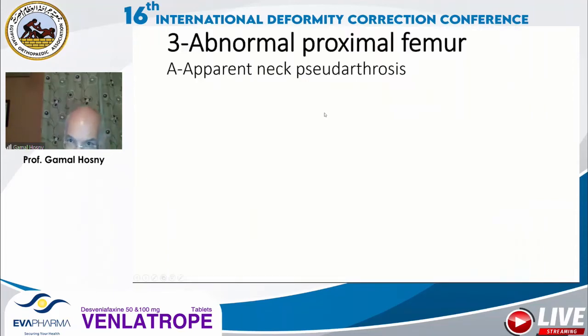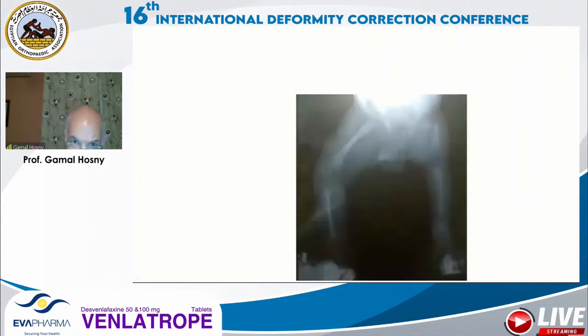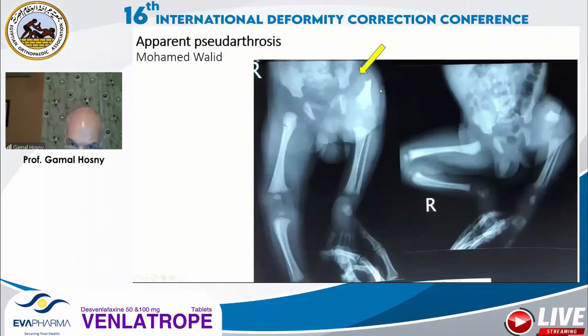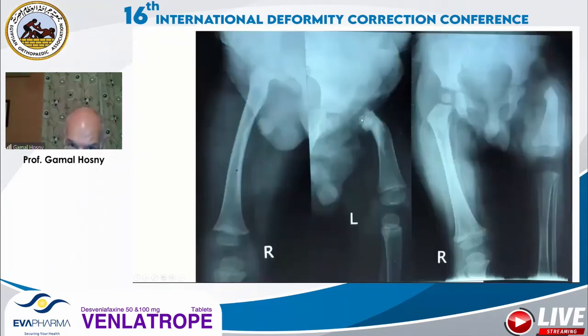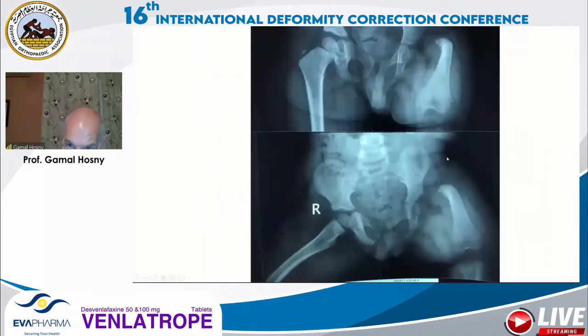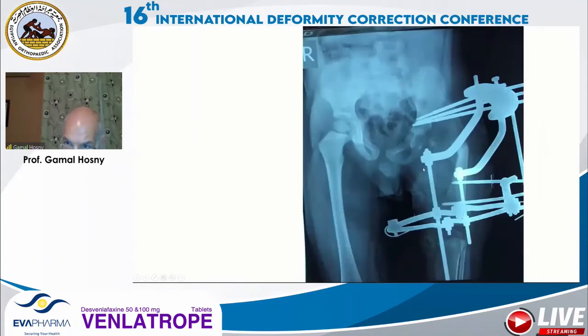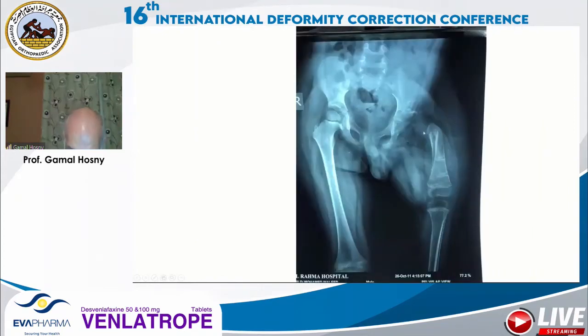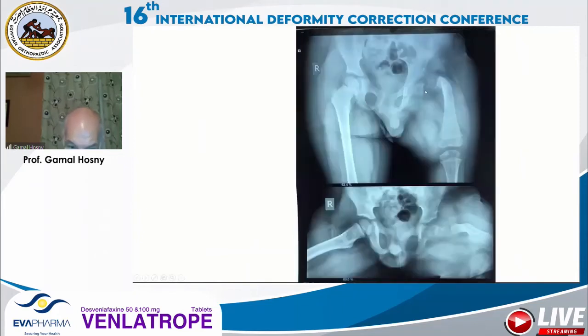Again, the apparent neck pseudoarthrosis, another example. This is at birth, and with follow-up, it seems like there is no neck, head on neck. More follow-up, the apparent pseudoarthrosis, again look. With distraction to stimulate the bone formation, you see the bone formation.